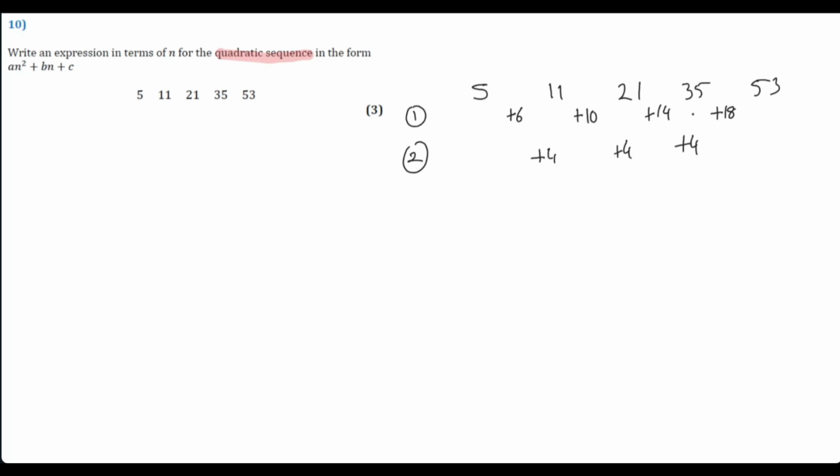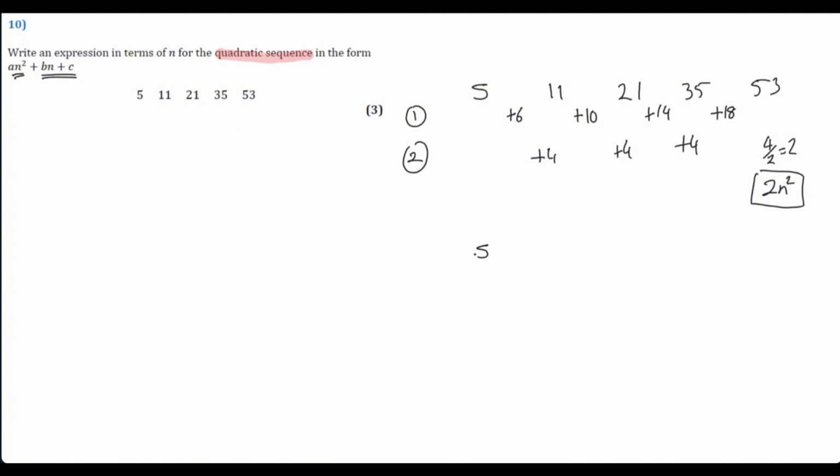Now if you use this 4, and you divide by 2. So 4 divided by 2 is 2, and this will be your coefficient of the n squared. So that's 2n squared. So this part of the equation is done. But what we want to do is we want our arithmetic sequence part.